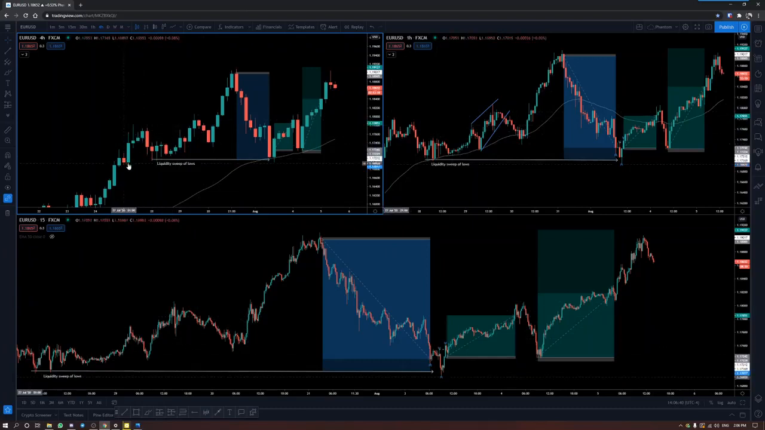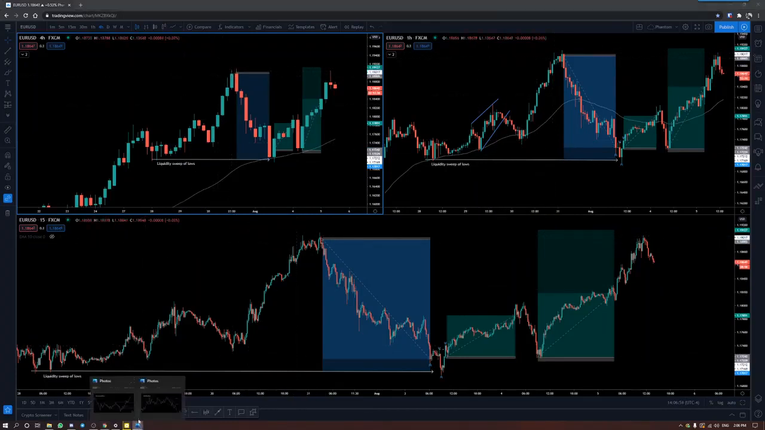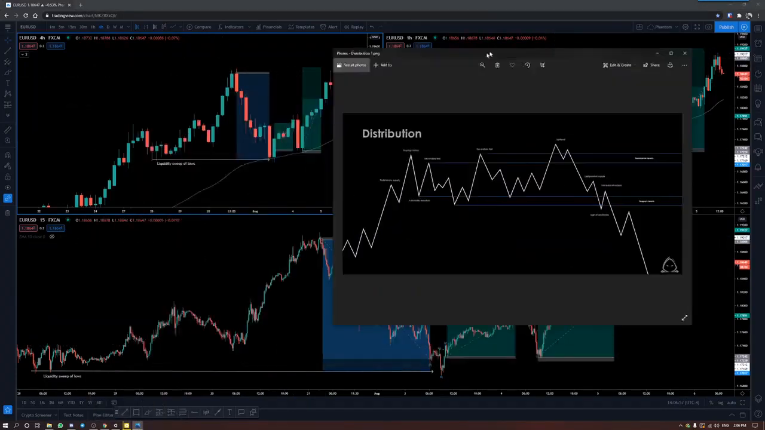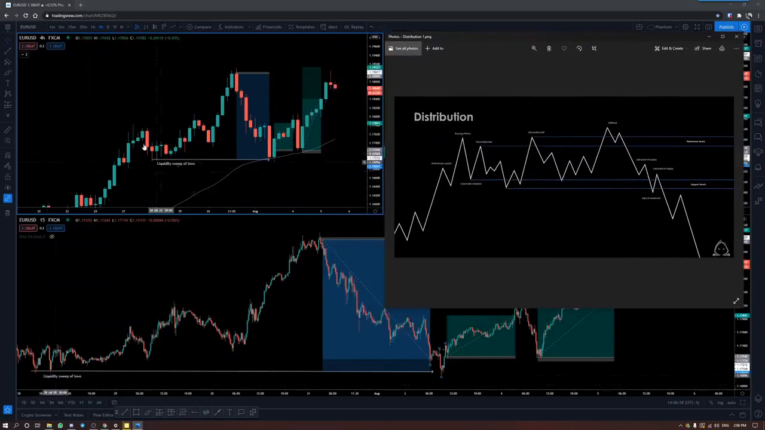And if we look at the 4-hour, what I was looking at here was essentially a distribution schematic playing out, getting a preliminary supply, a buying climax, an automatic reaction, and then an upthrust. That is what I was initially viewing this as, looking for the continuation, which would fall after breaking the lows of the automatic reaction and preliminary supply.